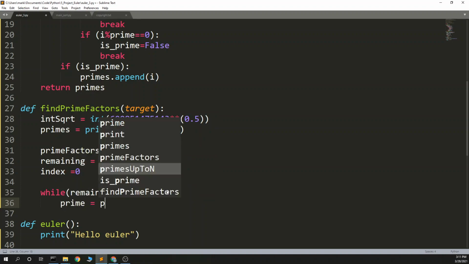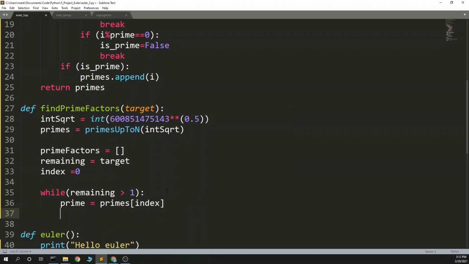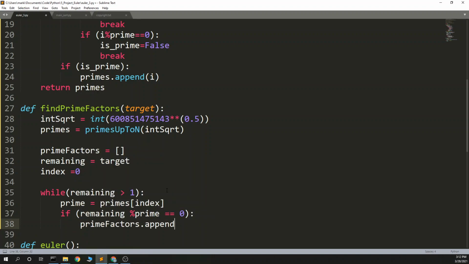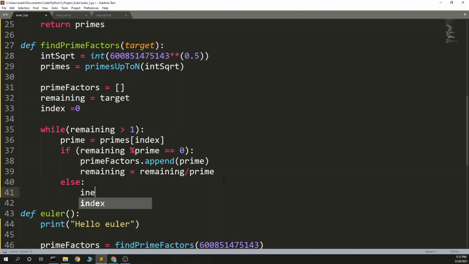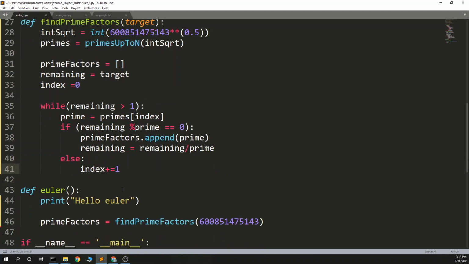prime equals primes subindex, this is the prime we're targeting. If remaining modulus prime equals 0, if it's a factor, then we will say prime factors dot append prime, remaining equals remaining divided by prime. Else, if it's not a factor, we look at the next prime, index plus equals 1. Okay, so this should account for if we have like a 2, and 8 would have 3 2s as a prime factor.